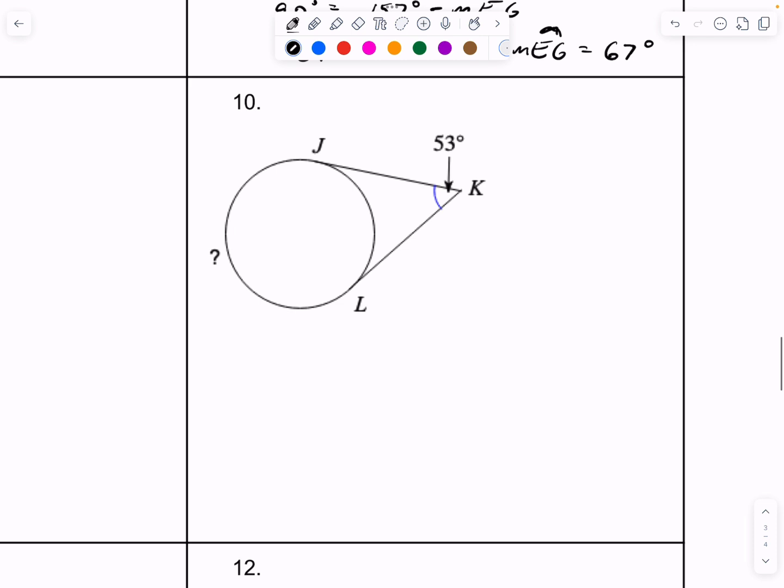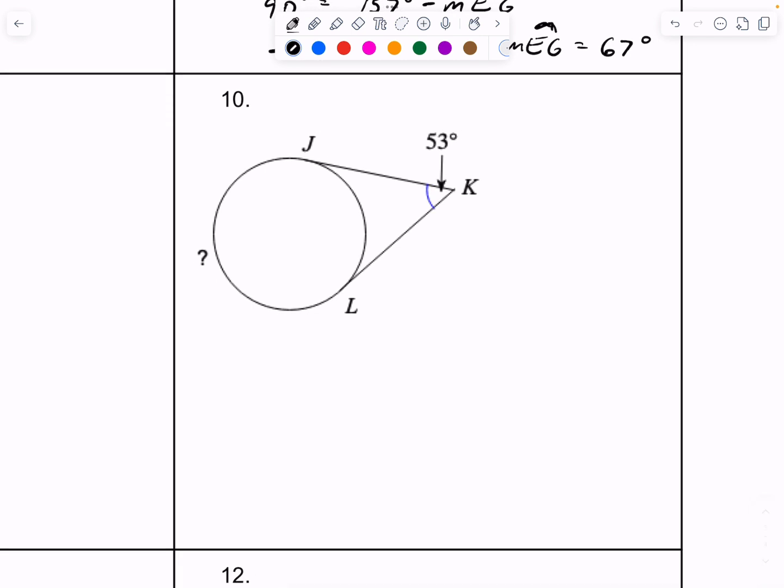Now, the reason this is so tough and why I want to choose it is that I only have one thing. I only have this angle of 53 degrees. So what I did was I made this measure of arc JL, I just used an unknown X for that. And then this arc, the major arc, right, because there's only two arcs, this would be 360 minus X for that major arc.